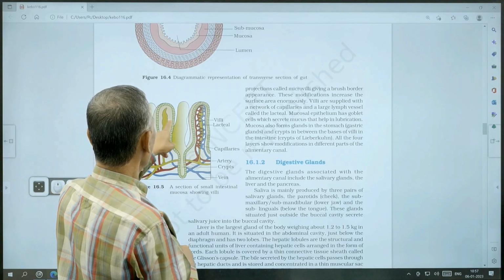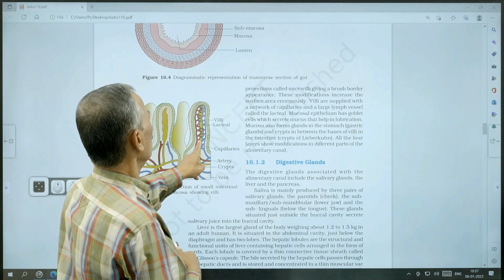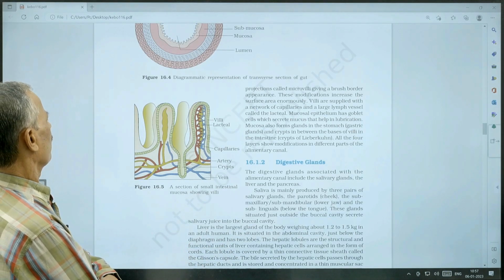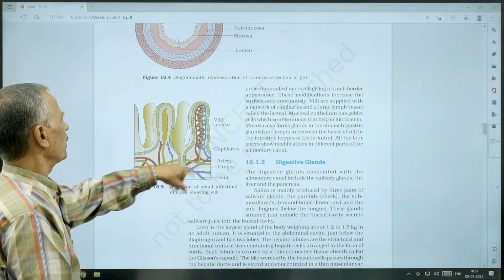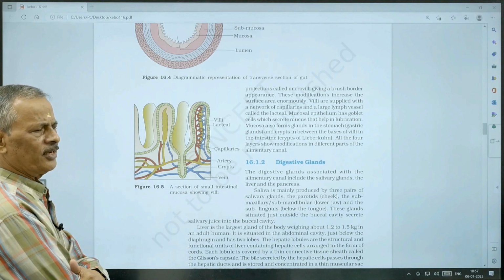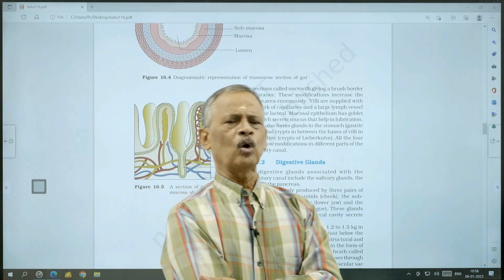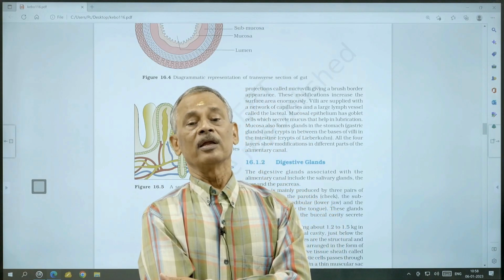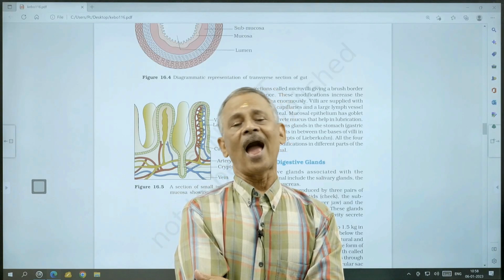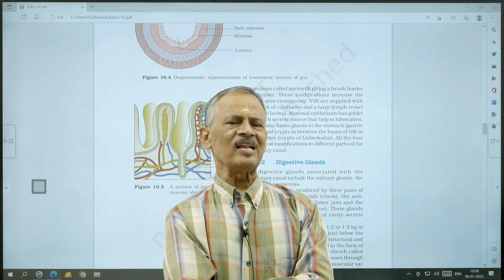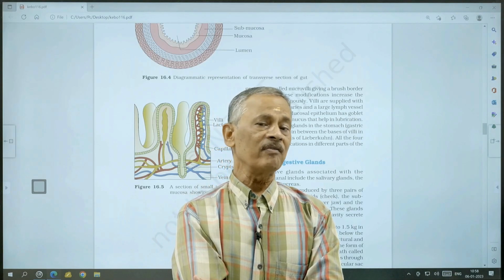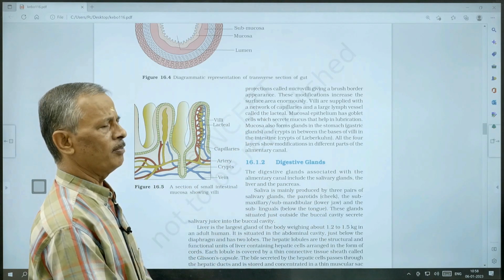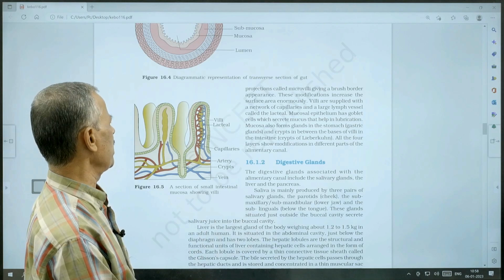Villi have blood supply and also lymph vessels called lacteals. They help in absorbing the digested food materials. So villi are very extensively developed, especially in the jejunum and ileum. All the cells of the mucosa have brush-bordered epithelium, which are modifications of microvilli in the epithelium.